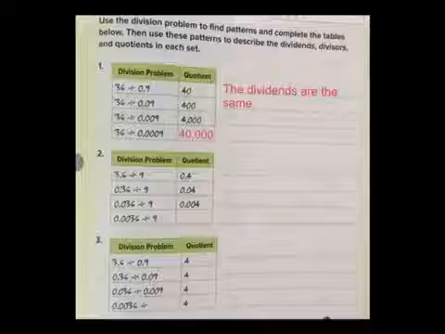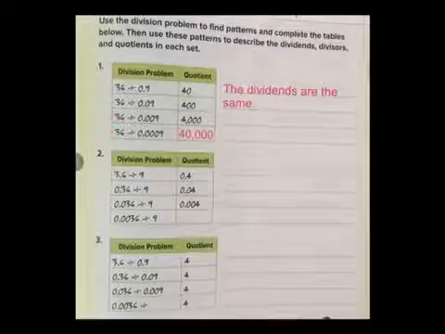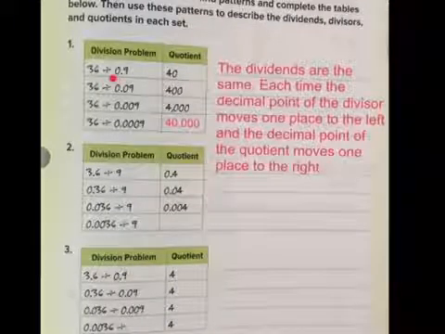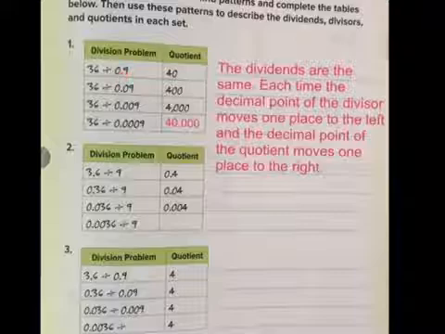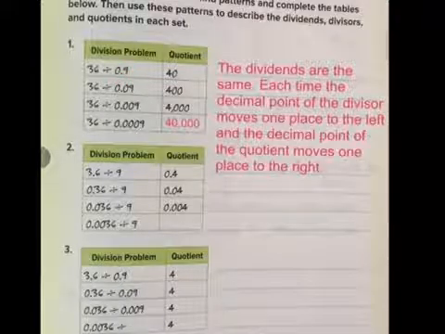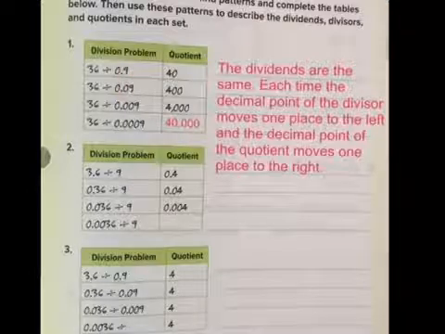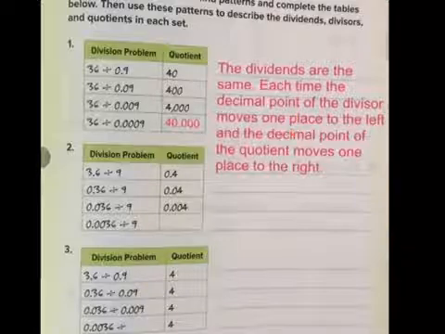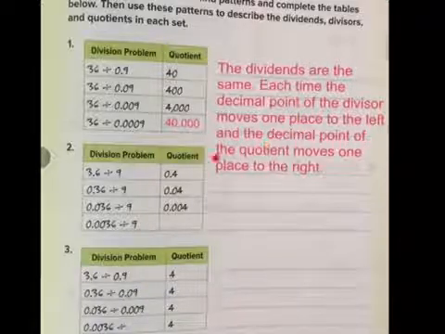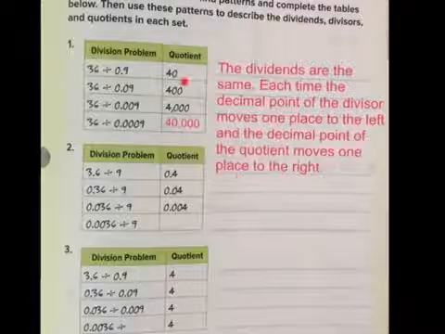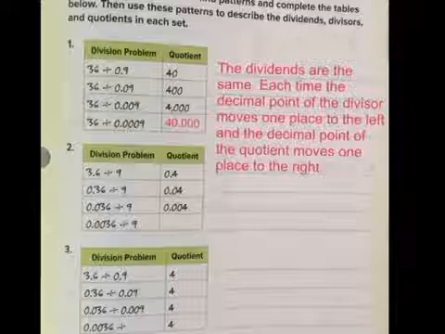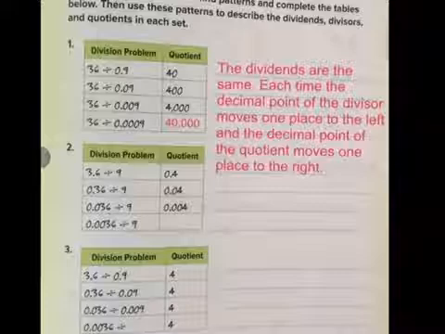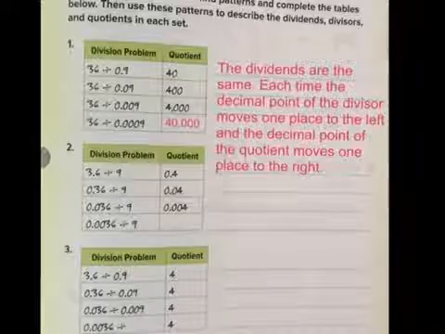Well, as we make the observation, we notice the first thing is that the dividends are all the same. They do not change. So go ahead and write that down. The dividends are the same. And as we were saying, each time the decimal point of the divisor moves one place to the left, as we did here, one time and then again another and then again another, the decimal point of the quotient moves one place to the right, as we were seeing here. It kept moving to the right, making the number larger. Go ahead and copy that down, please. This is part of your key answer. Pause the video so you can copy it down, because I will move ahead.